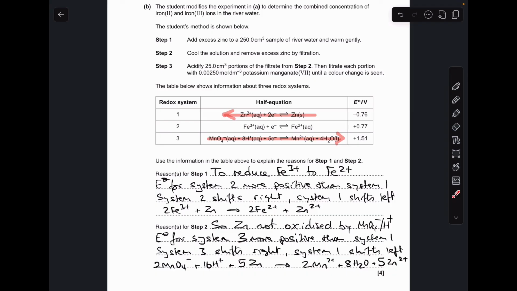Quickly explain the numbers. We've only got 2 electrons in the zinc half equation, but we've got 5 in the manganese one. So all we've got to do is get them both up to 10. So multiplying the zinc equation by 5 and the manganese one by 2.